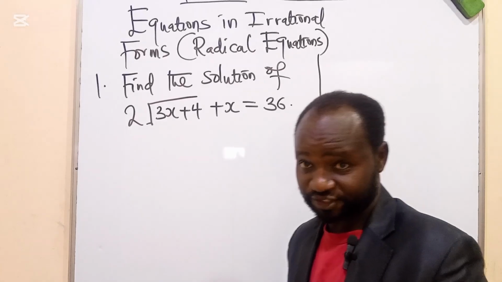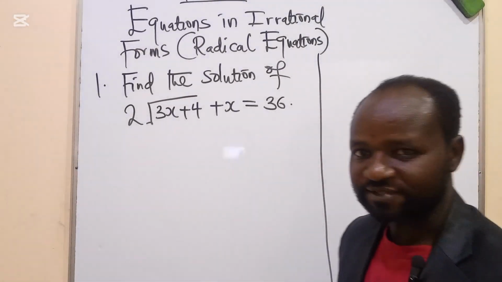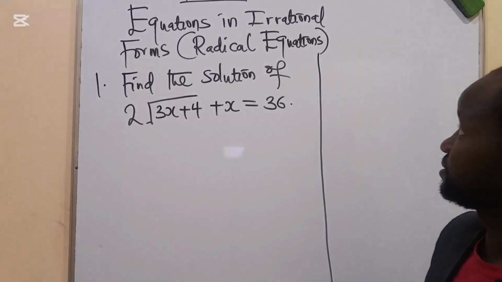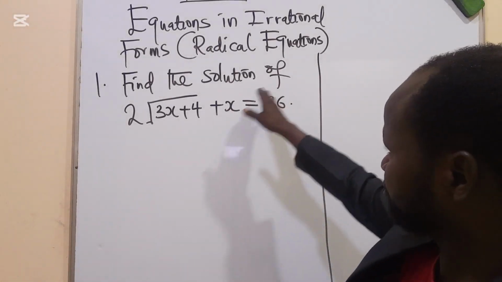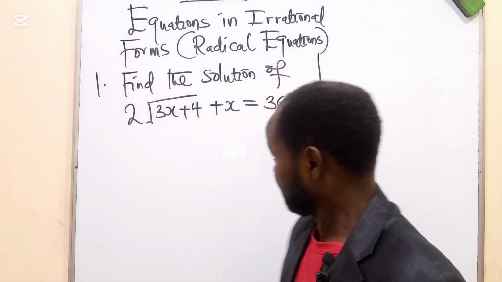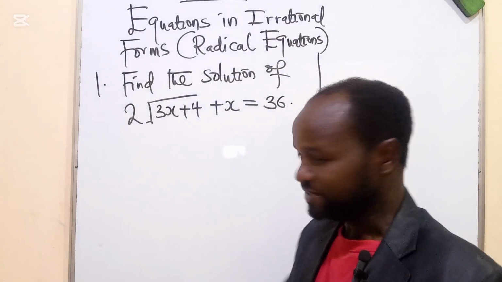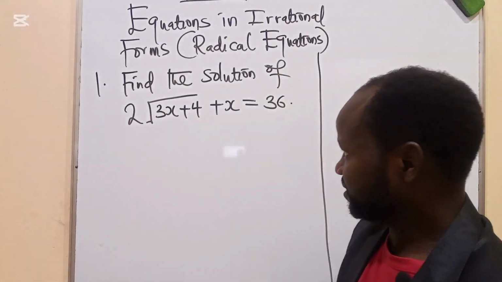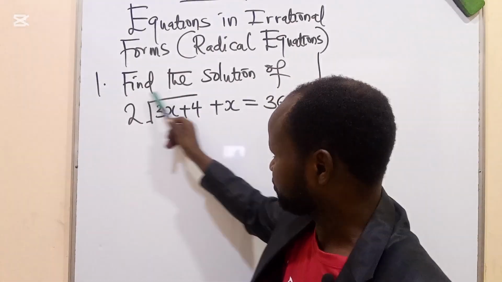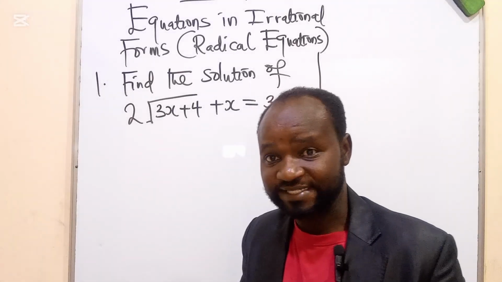In today's presentation, we're looking at equations in irrational form, that is, radical equations. This is further mathematics. The question reads: find the solution of 2 root (3x plus 4) plus x equals 36. This is a radical equation of second order. Very important. It is radical because of this square root. What is under this square root is what we call the radicand.